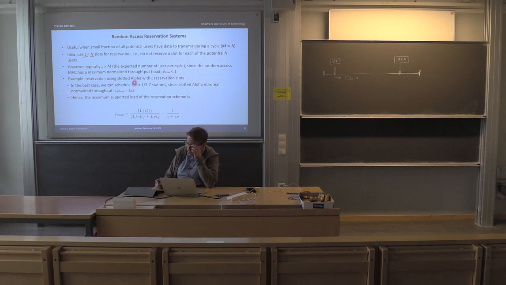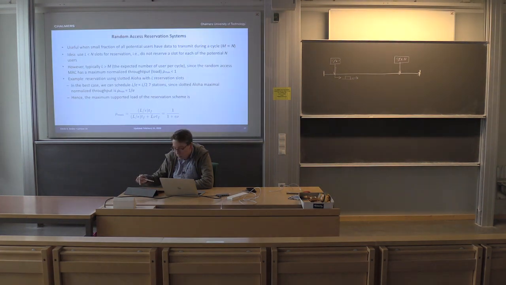So if we do reservation with slotted Aloha now with L reservation slots, then we remember that for slotted Aloha, what is rho max for slotted Aloha? Well, it's 1 over E, 0.37, I think, something like this. Which means that if we have L slots, we can schedule about L over E, or L over 2.7 stations. That's the best we can hope for.